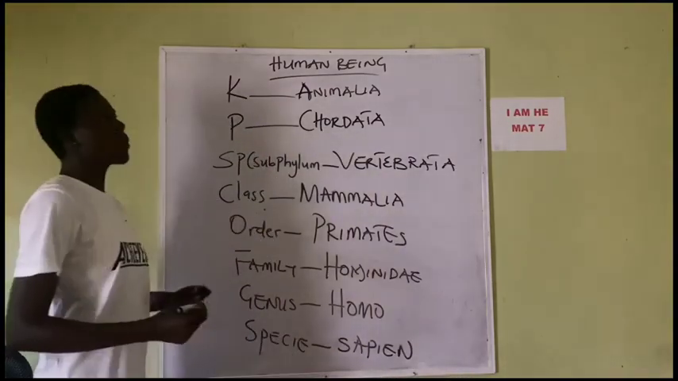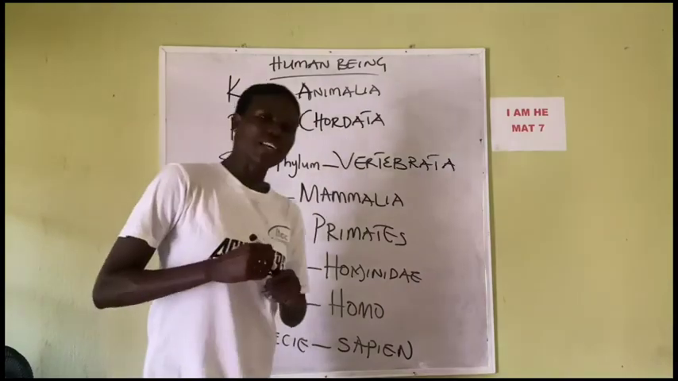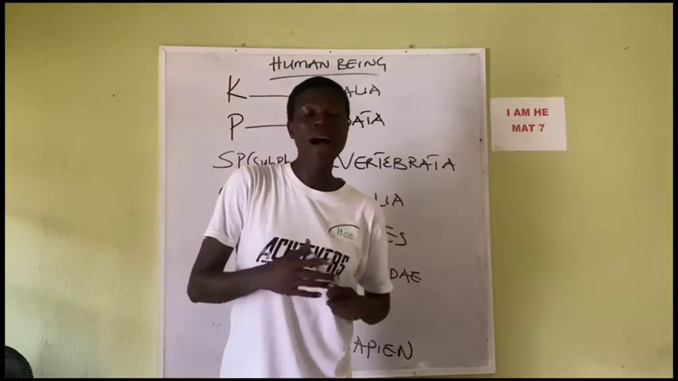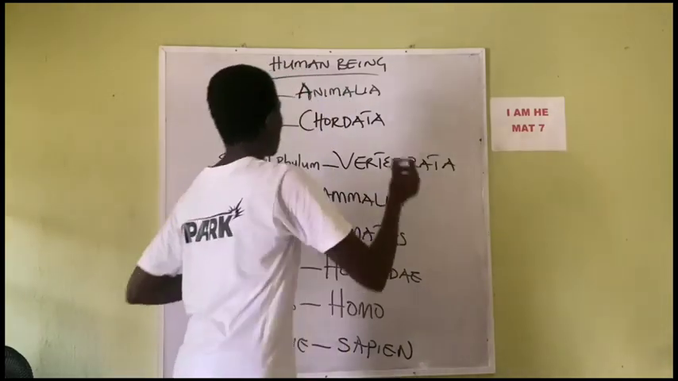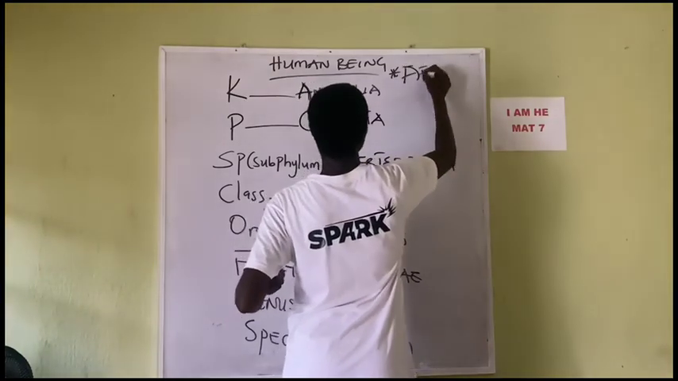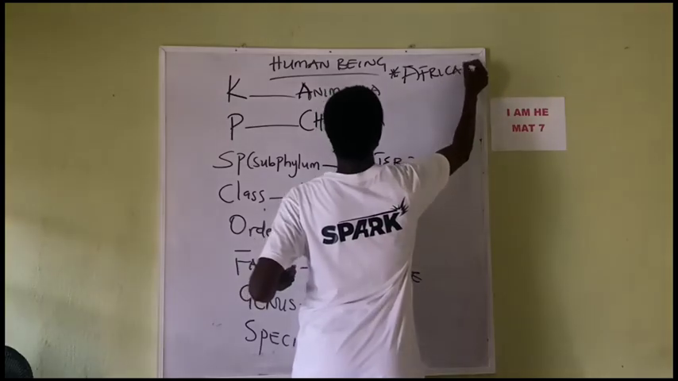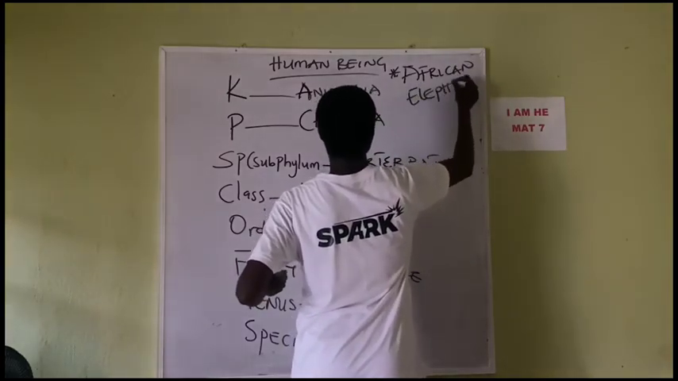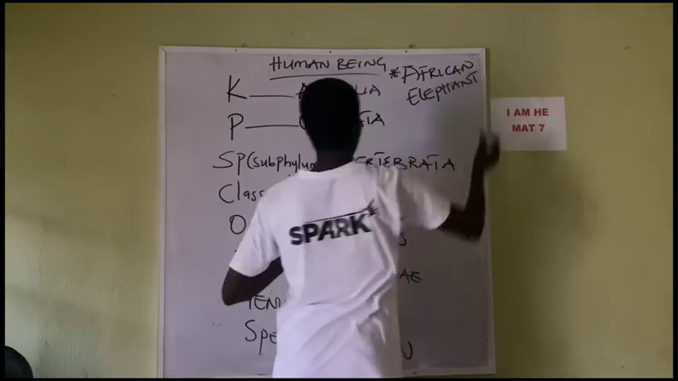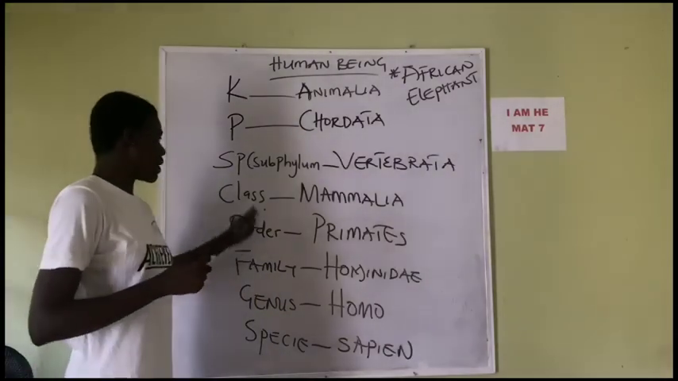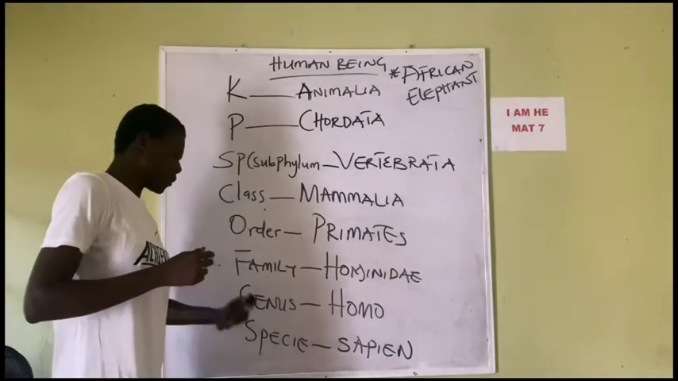So with this, I'm going to leave you an assignment. In the comment section, drop your answer. Classify the African elephant in this order: the kingdom, phylum, subphylum, class, order, family, genus, and species.